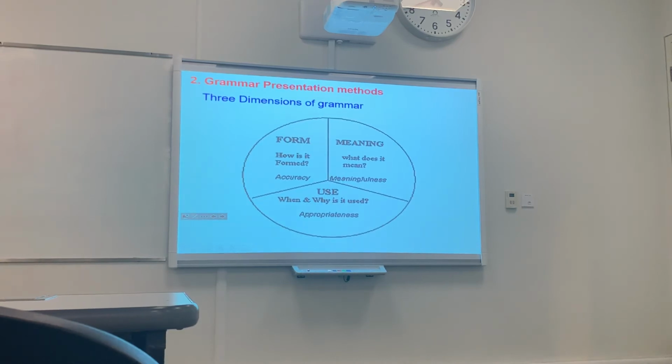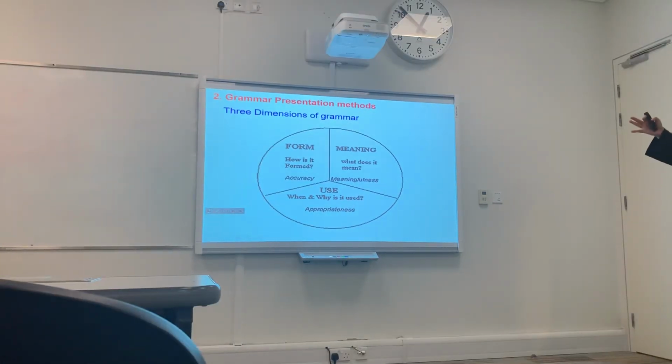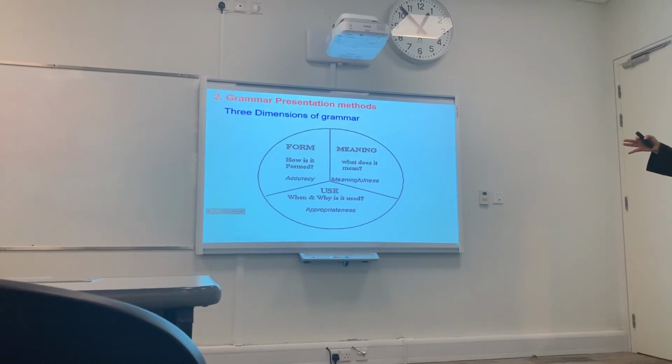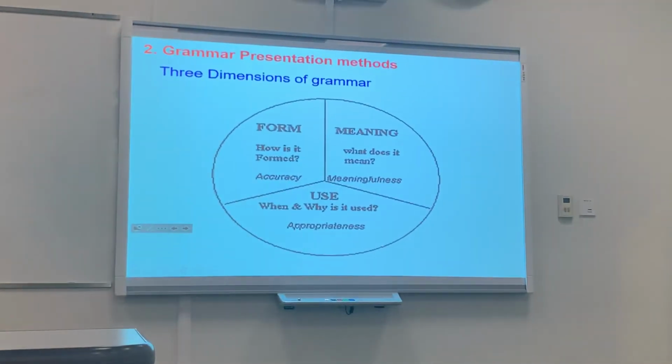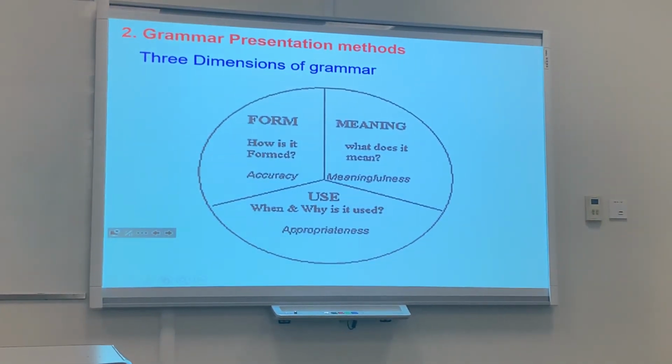We already discussed this. The dimensions: we have the form, the meaning, and the use. When we say form, that means what? Accuracy, correct. Meaning will be what? What other term can we use? Semantic meaning, and structural form. And the use will be pragmatics, from the word appropriate.